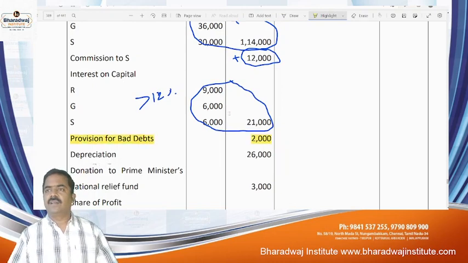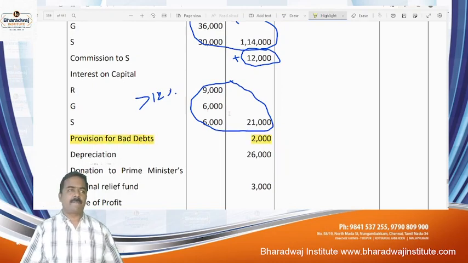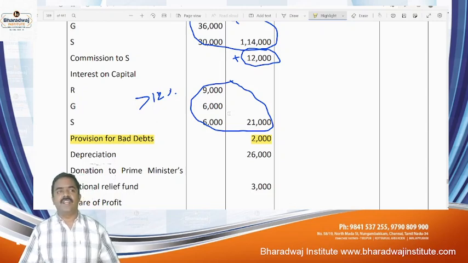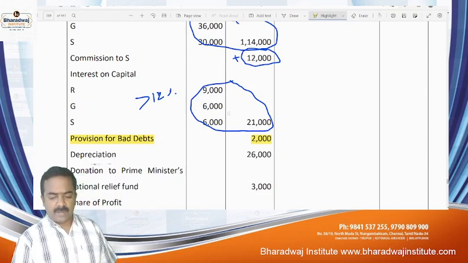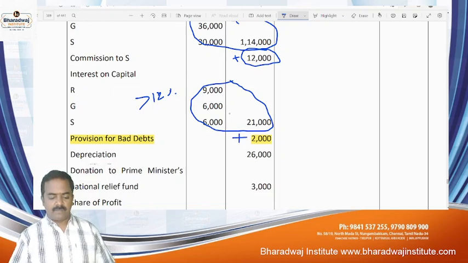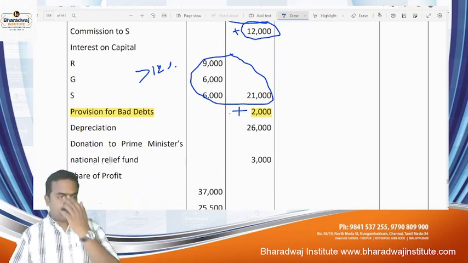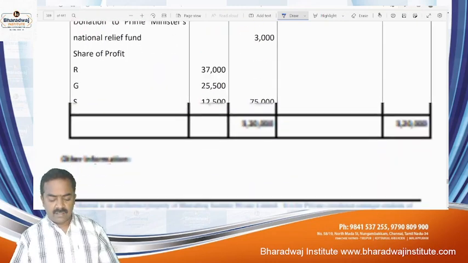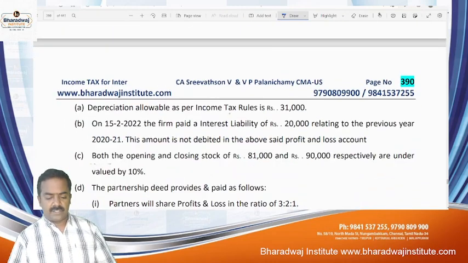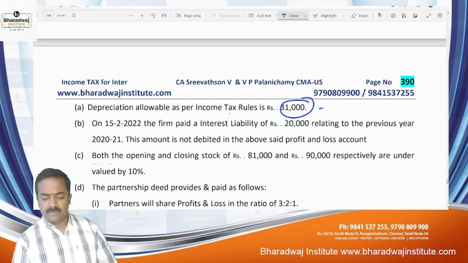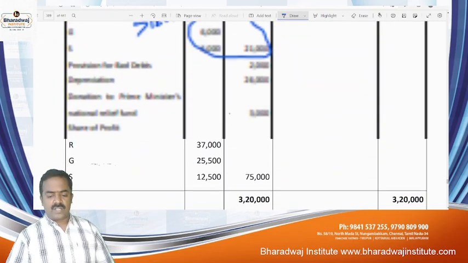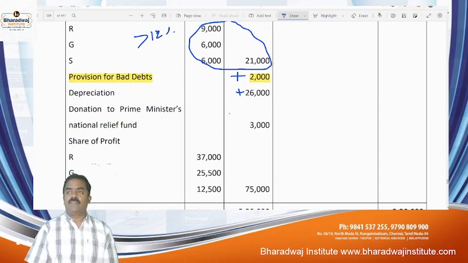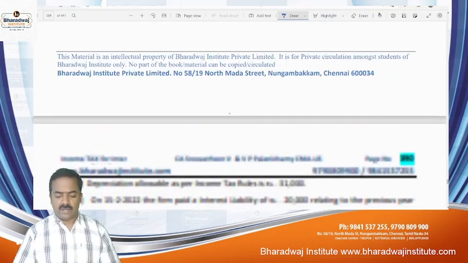Can he claim provision for bad debts? In the PGBP chapter we learnt about this. Actual bad debts only can be claimed. Provision for bad debts cannot be claimed. This will be added back as a disallowed item. Depreciation: we will add it back, and we will claim the allowable depreciation. So whatever depreciation is given in the P&L account, we will add it back, then we will claim the allowable depreciation.